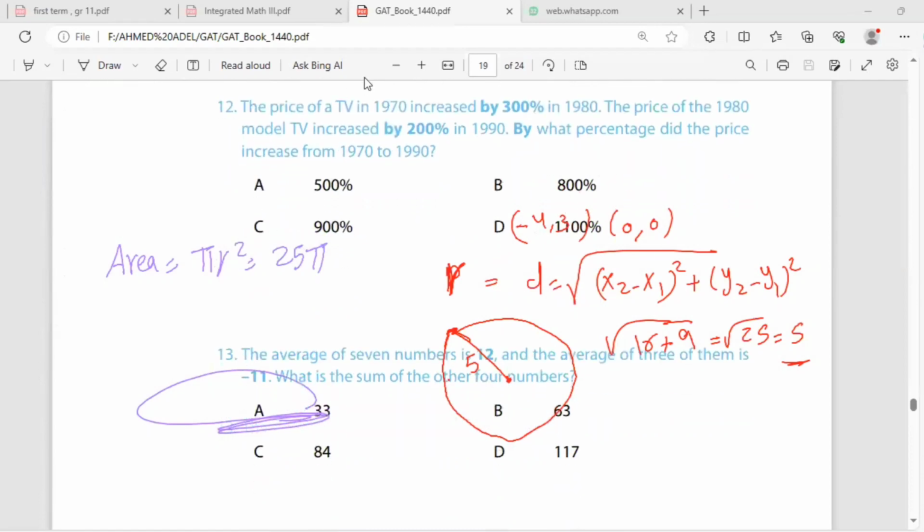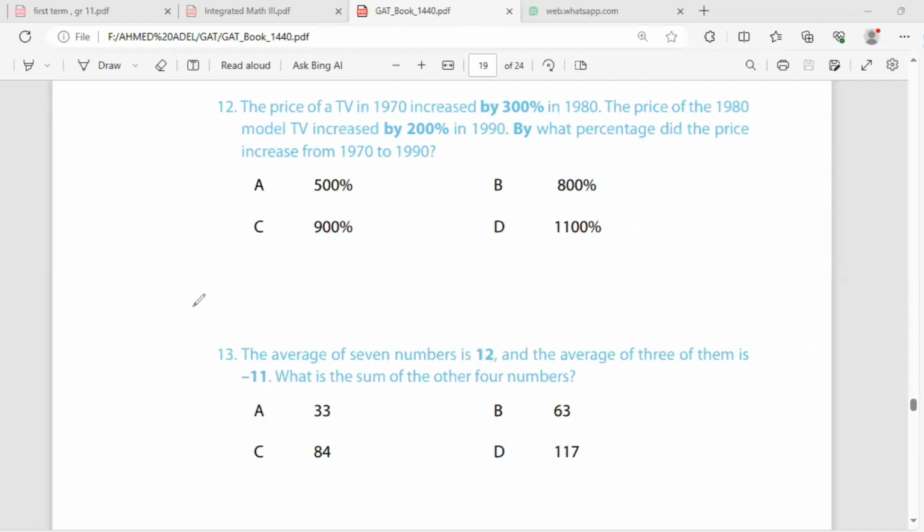The price of a TV is increased by 300% in 1980, compared to its price in 1970, and the price of the 1980 model TV increased by 200% in 1990. Let the price of this TV be $100, for example.